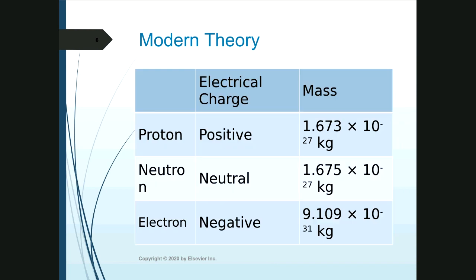When we look at the protons, electrically charge-wise, they're positive. Neutrons are neutral, meaning they have no electrical charge. And electrons, like we said, are negative. And when we look at those, remember the protons and the neutrons are found in the nucleus. Those are referred to as nucleons. And the electrons are actually found on the orbital shells outside of the nucleus.